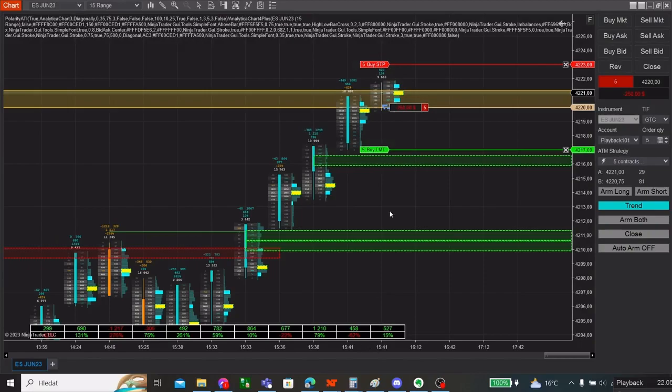We run into some selling in this trade here because of these two selling imbalances. Yeah, it doesn't look too good, but let's stick with our RR and trust the process.